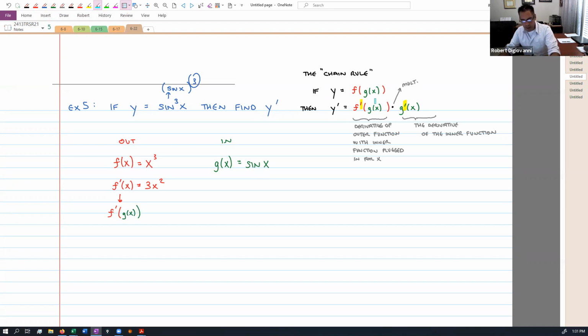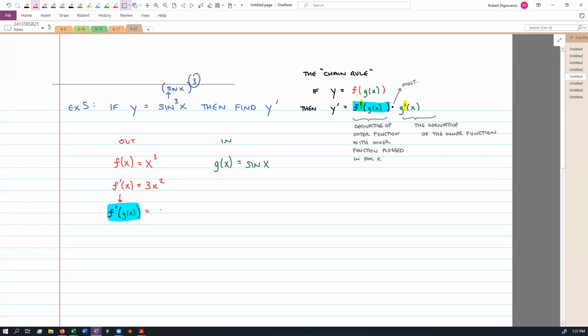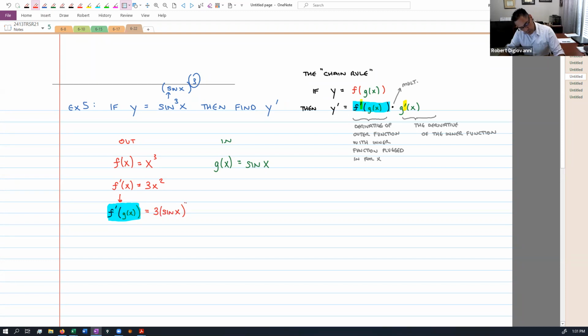That's the part that we're most interested in, right? This part right here, right? Yes. Okay, so what do you get for that? 3 times sine x squared. Sine x, all of it squared, right? Yes. Good. Anyone have any questions on that?